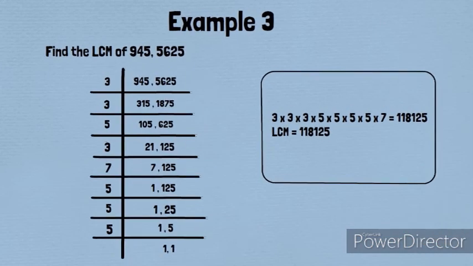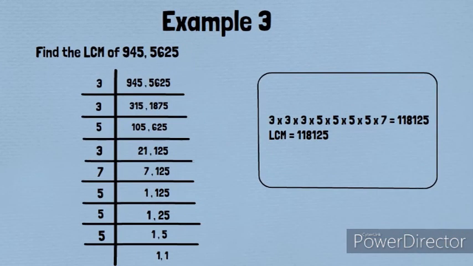Now since our answer is 1, 1, we have to multiply all the prime factors that we have used. So 3 times 3 times 3 times 5 times 5 times 5 times 5 times 7. That gives us 118,125. The LCM is 118,125.